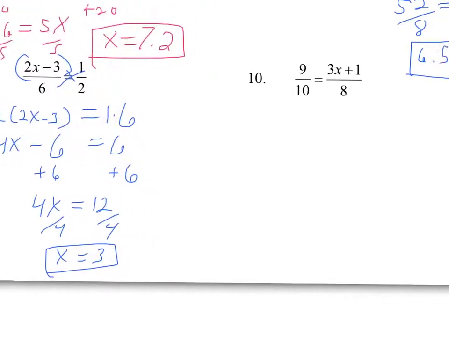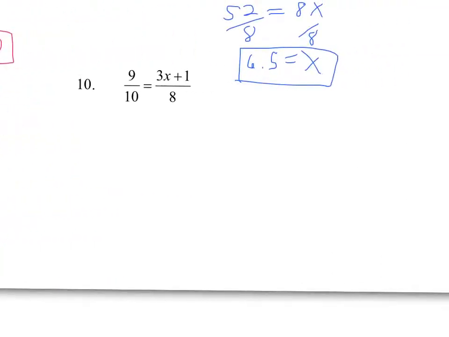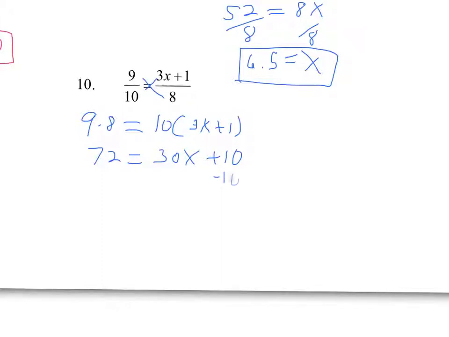Alright, number 10. Another one just like the others. 9 times 8 will be on one side. 10 times parentheses 3x plus 1 will be on the other. So that's 72 equals 30x plus 10. Then to get x by itself, we'll subtract 10 from both sides, and then divide by 30.